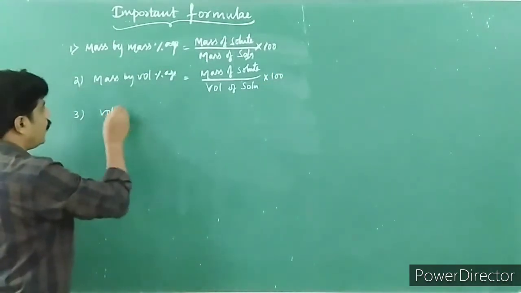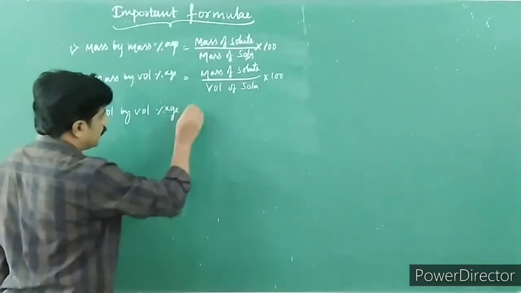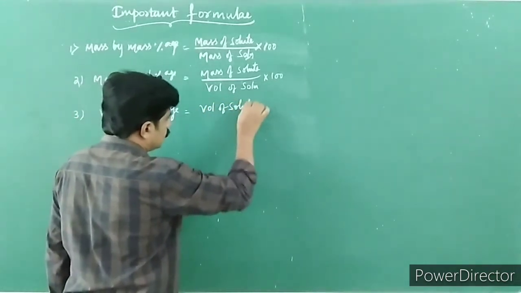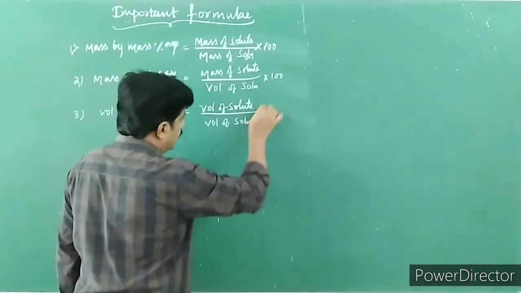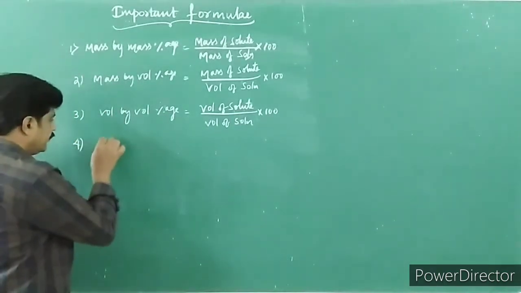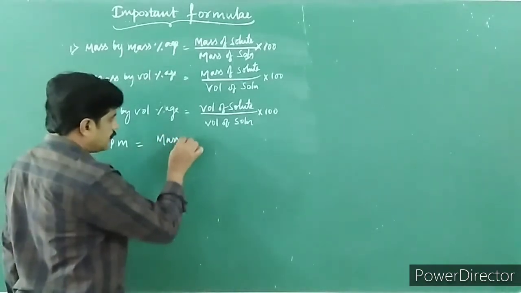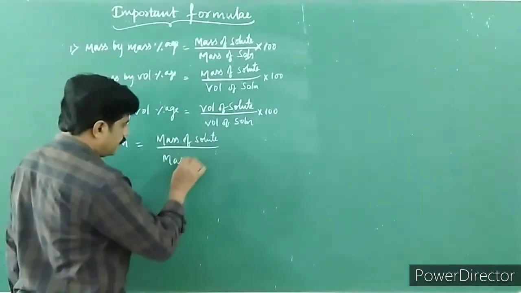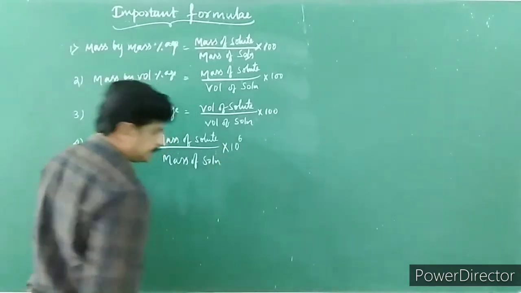Third one, volume by volume percentage is equal to volume of solute upon volume of solution into 100. And the next one, parts per million. What is that? ppm. Nothing but mass of a solute upon mass of solution into 10 to the power of 6.